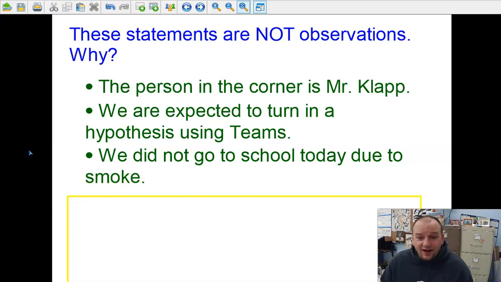We did not go to school today due to smoke. Well, that certainly seems to be what's going on, but you can't see that. You can't touch, taste, feel, or hear it. Yes, you may have received a phone call this morning, but again, we don't know that the real reason wasn't because the superintendent wanted a day off. Who knows? It's a good guess. If you can't touch, taste, feel, hear, or smell it, it's not an observation. A lot of the problems in science is when people try to claim things are observations that are not. So make sure your observations are locked tight and are very, very clear before you move on.